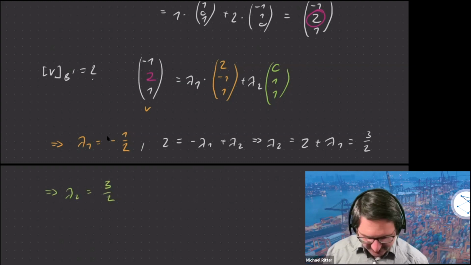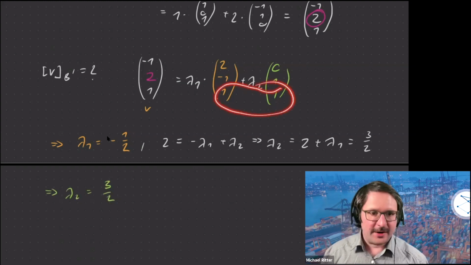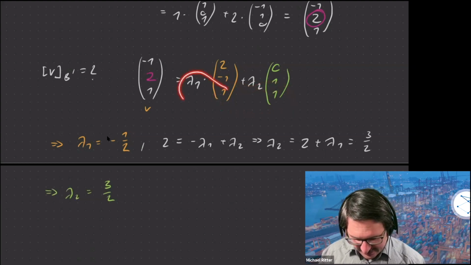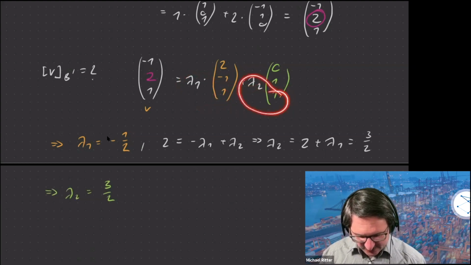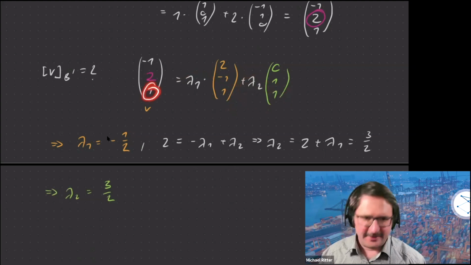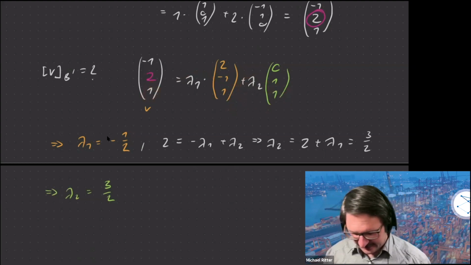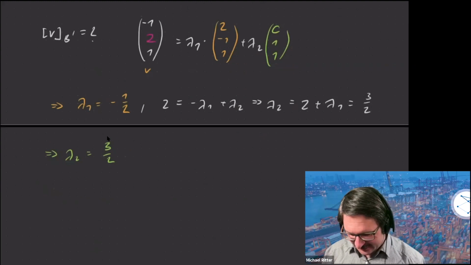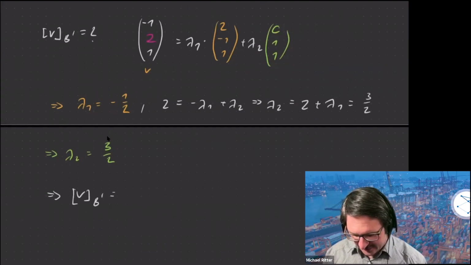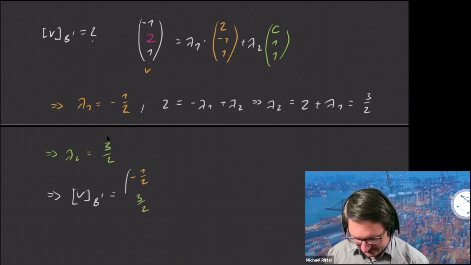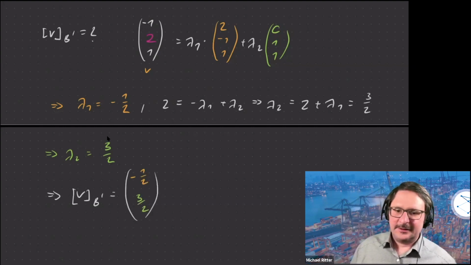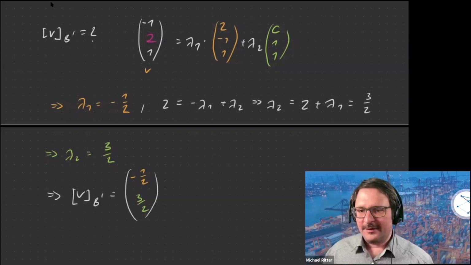And let's quickly check whether that works out for the third row as well. So we have minus 1 over 2 plus 3 over 2. That is plus 1. And luckily, there's a plus 1 here. Okay, works out nicely. So that means our coordinates with respect to B prime are then minus 1 over 2 and 3 over 2. So hopefully that's still correct. Yeah, seems to.